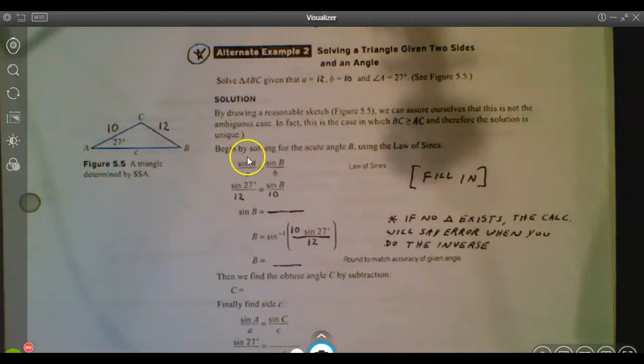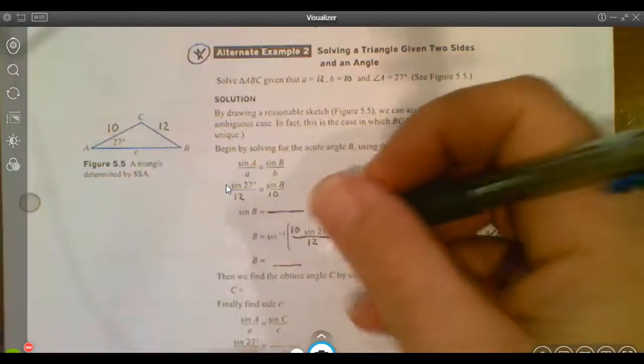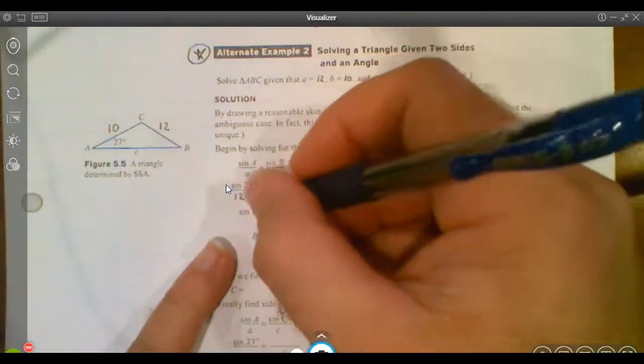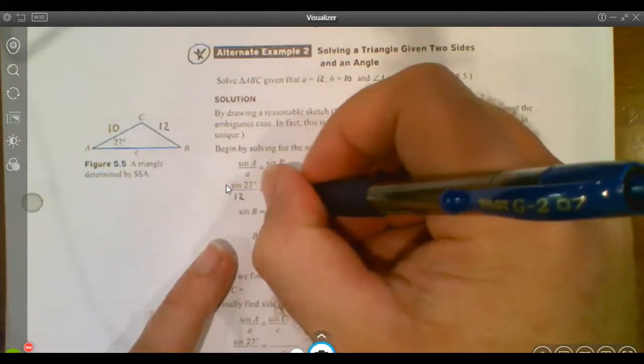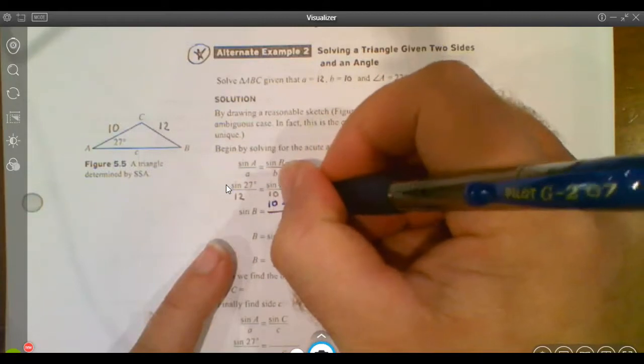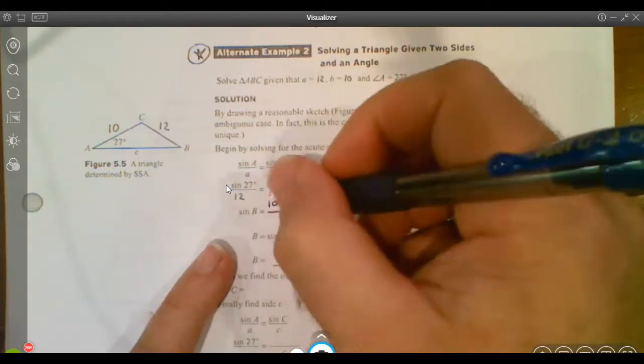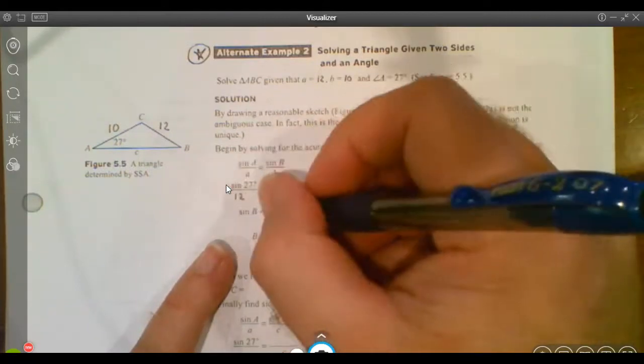We're going to set up our law of sines proportion. So we're going to say sine 27 over 12 equals sine of B over 10. So here's the proportion that was set up. If I were to multiply my 10 over to the left, here's what that's going to look like. So I got 10 sine 27 over 12.